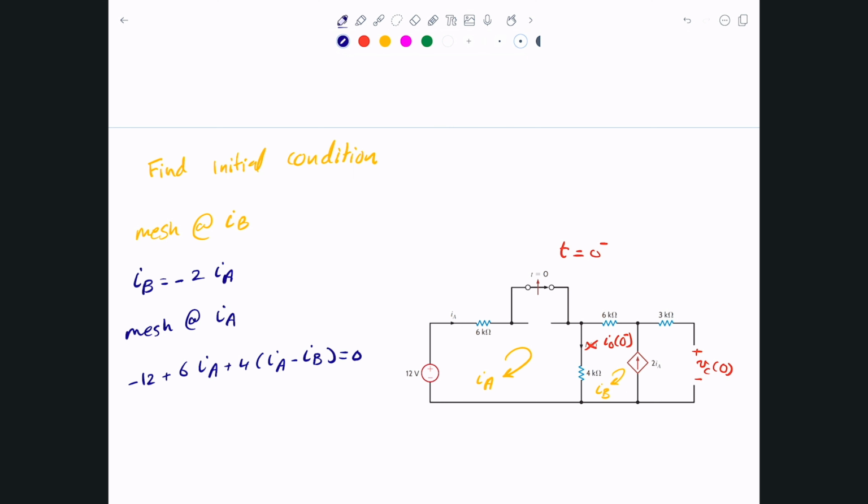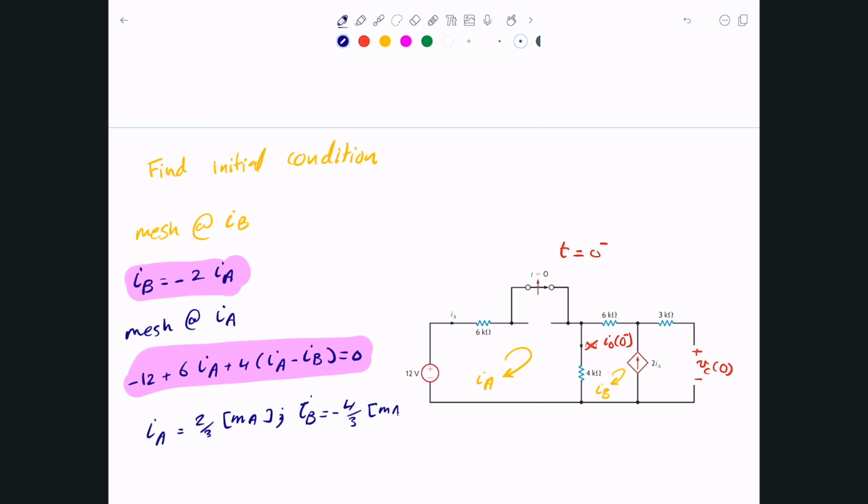So what we have in here is two equations, two unknowns. Let me just highlight them in here. You can just do the algebra to solve them and figure out what I of A and I of B are. So you'll end up with I of A being 2/3 of a milliamp, and I of B in this particular case being negative 4 divided by 3 milliamp. But I of A and I of B are not what I'm looking for.